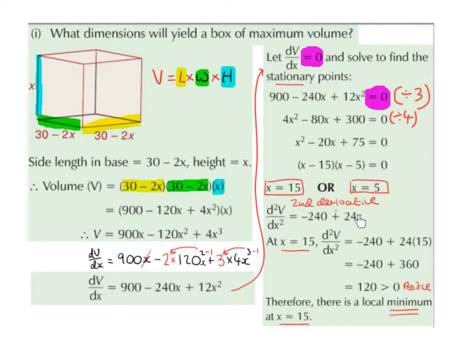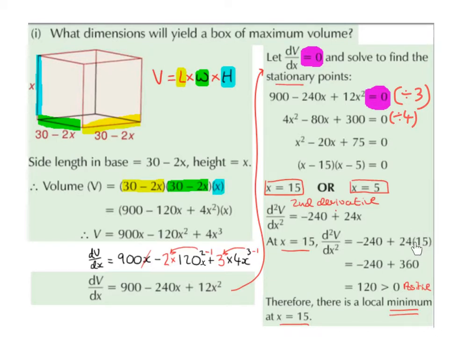So now I have the second derivative. And now what I'm going to do is to substitute each of the x values that I just worked out in place of that x. So let's start off with x equals 15. So at x equals 15, the second derivative is equal to minus 240 plus 24 multiplied by 15. So I'm just swapping that x there for 15.